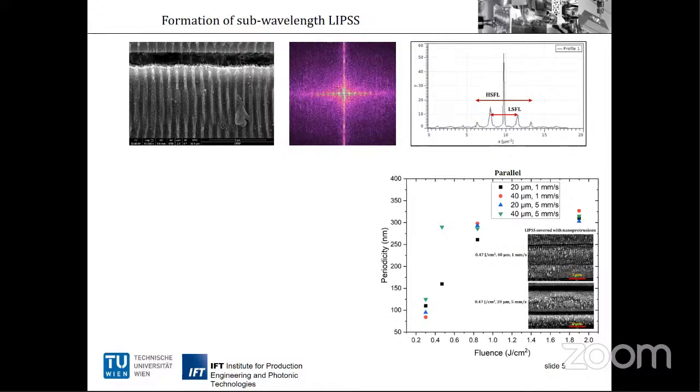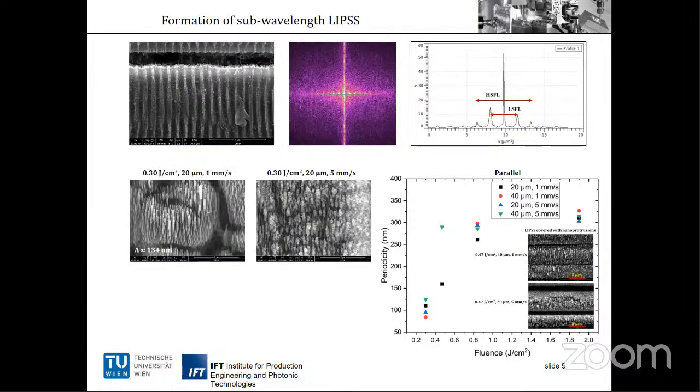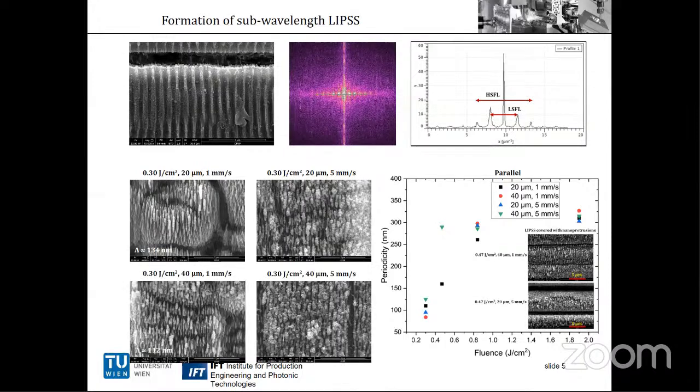We plotted our results with different fluences, and we can see that with increasing fluence the periodicity of the LIPSS increases for almost all parameters. But for two parameters there are LIPSS, yet we are unable to calculate them exactly because they are all covered with nanoprotrusions. We summarize it here using SEM images. When the fiber is perpendicular to the scanning direction, only on a few of the structured surfaces have we seen LIPSS form, but most of the structures are covered with nanoprotrusions, so we are unable to find the exact periodicity of the generated structures.